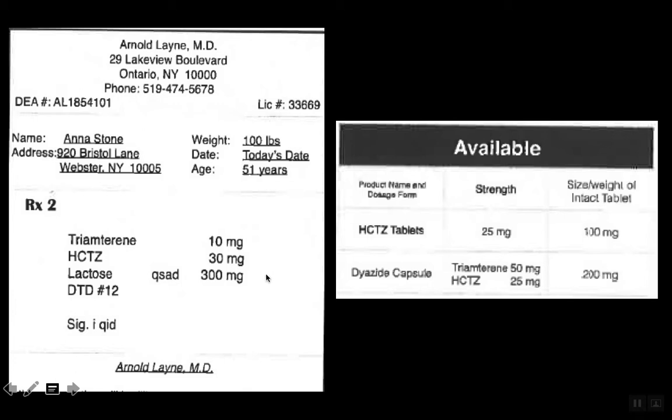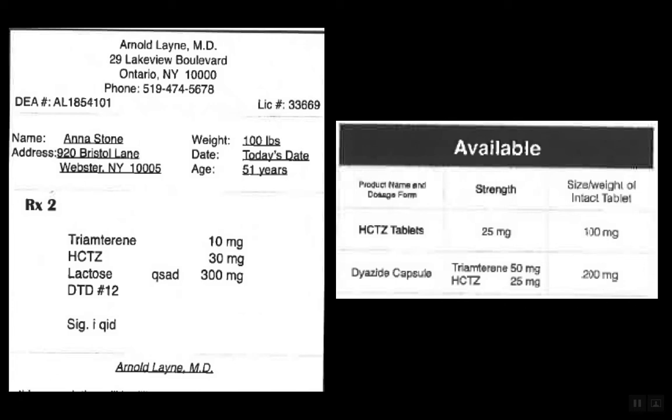Okay? Once you get what they're asking for, also look at the SIG. I'm sorry, but just make sure you look at the SIG. In this case it's 1 QID, right? So it doesn't tell us much, but we're going to see later on that it's actually significant. So here we go. What is available to us, because you're telling me to make this? What can I use to make this? They said we have hydrochlorothiazide tablets, 25 milligrams, and it weighs 100 milligrams. And we have Diazide capsule, which is a combination, and it weighs 200 milligrams.